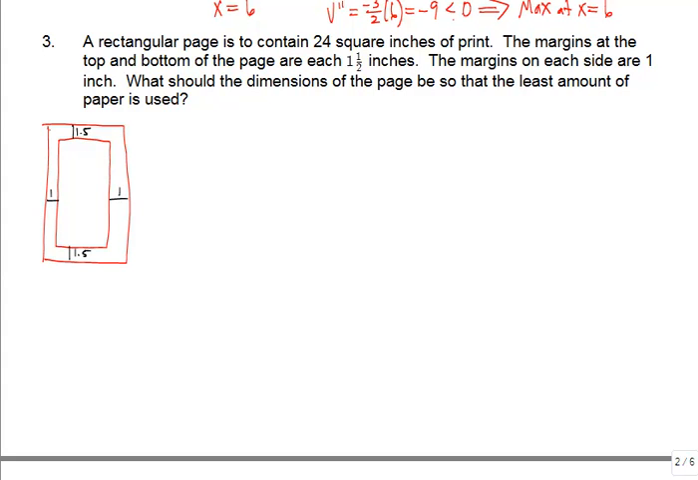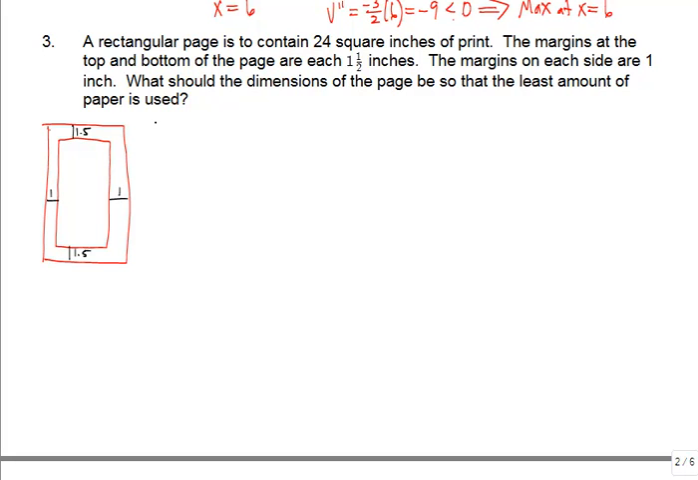We have 24 square inches of print. And remember, the print is just on the inside of here. So the 24 square inches is a unit of measurement for area. That means the area of this inner rectangle is the 24. And what we want to find out is what the dimensions of this big rectangle should be so that we use the least amount of paper.